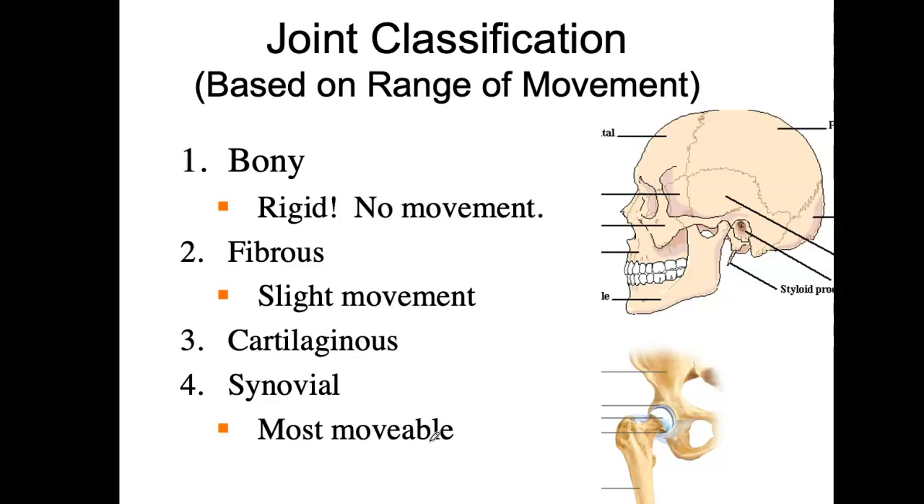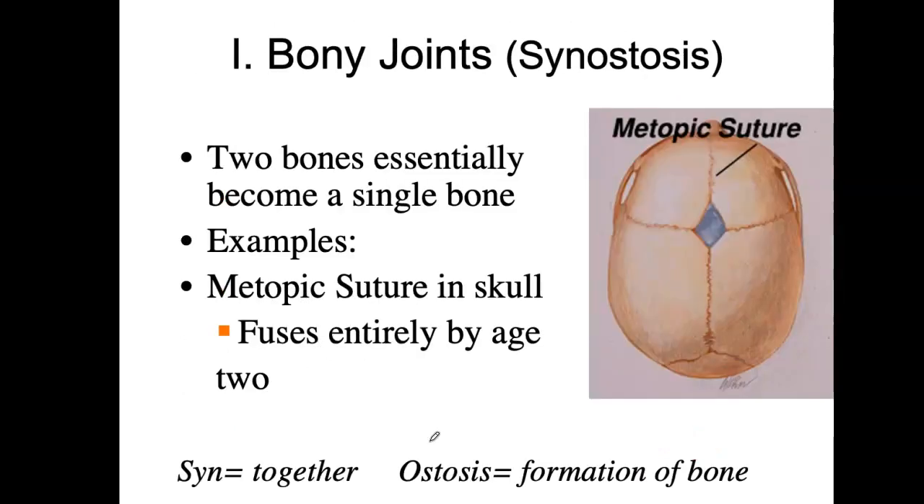So let's go back to the bony joints here. The correct term for a bony joint is synostosis. So syn means together. Ostosis means formation of bone. So when two bones sort of fuse together and completely become one bone, you don't even see a suture there. We're going to say it's a bony joint.